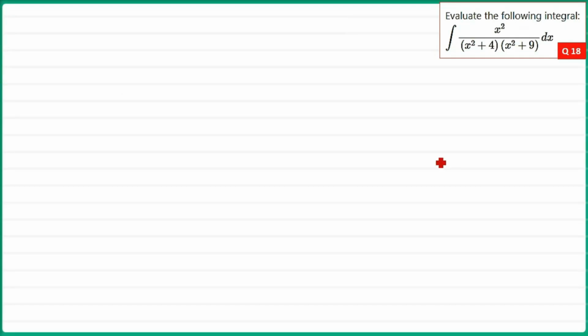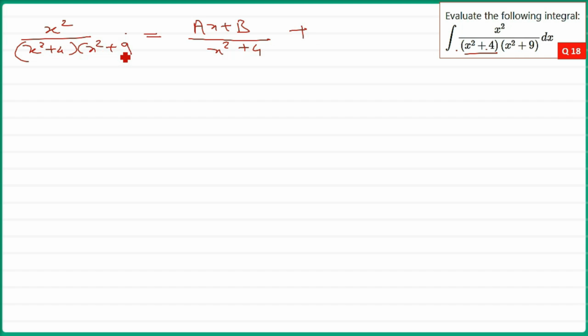Now when this question is first encountered, it seems like too many x squares are there. But just one replacement, one assumption, will make this question very easy. What I am suggesting here is x square divided by x square plus 4. When you make it a partial fraction, you ought to have ax plus b. What does it mean? You need a linear expression over a quadratic expression. You cannot have a constant over a quadratic. Similarly, with the same logic, x square plus 9 is also there in the denominator. For that, you cannot have a constant.